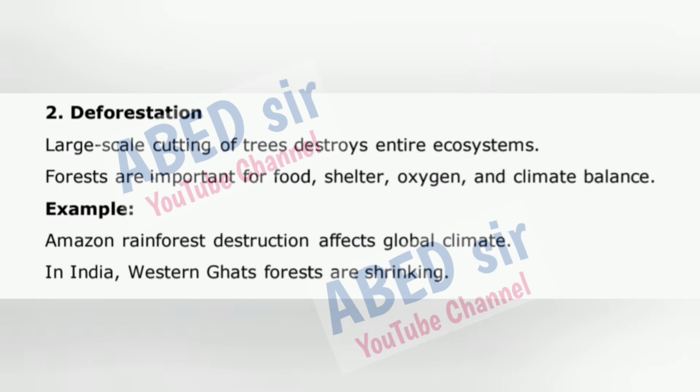2. Deforestation. Large-scale cutting of trees destroys entire ecosystems. Forests are important for food, shelter, oxygen, and climate balance. Example: Amazon rainforest destruction affects global climate. In India, Western Ghats forests are shrinking.